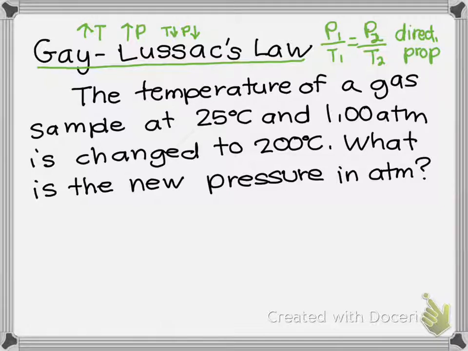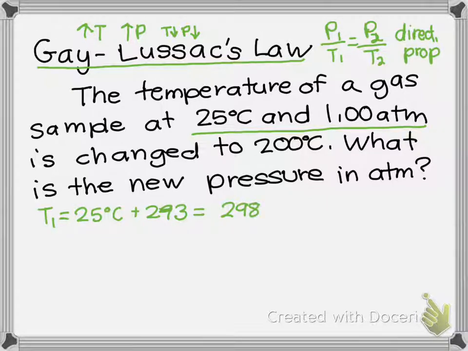It says the temperature of a gas sample at 25 degrees and 1 atmosphere. So they tell me the temperature is 25 degrees Celsius. And I want to be sure to add 273 to that. So I get it's 298 Kelvin. Because remember, for all the gas laws, you must be using a temperature unit of Kelvin. Tells me that my pressure is 1 atmosphere. 1 atmosphere is standard pressure at sea level.